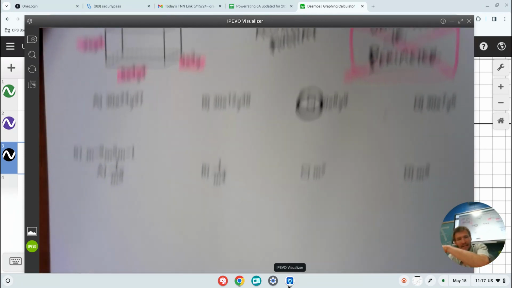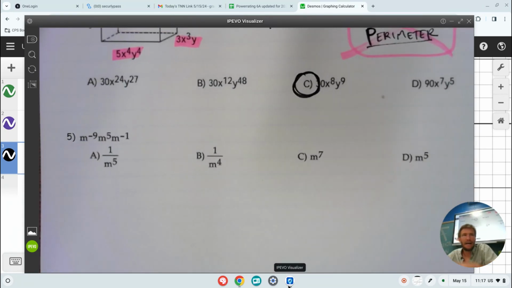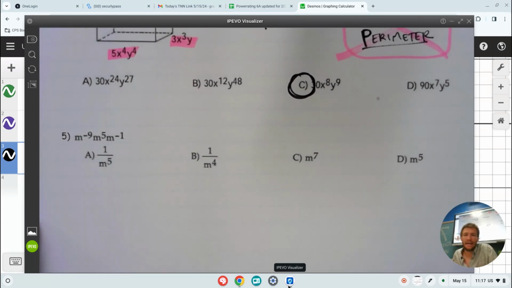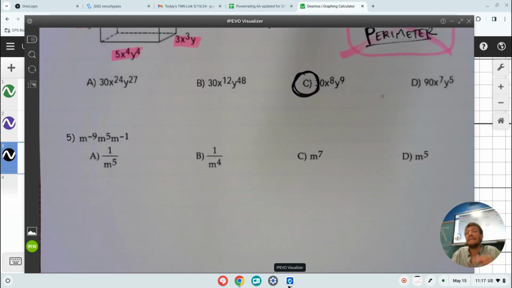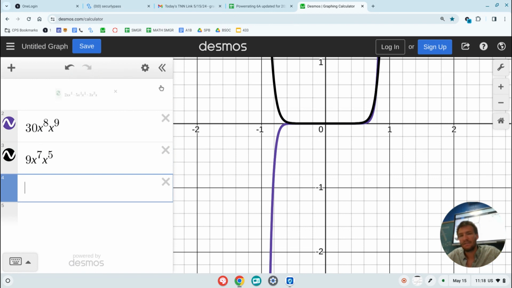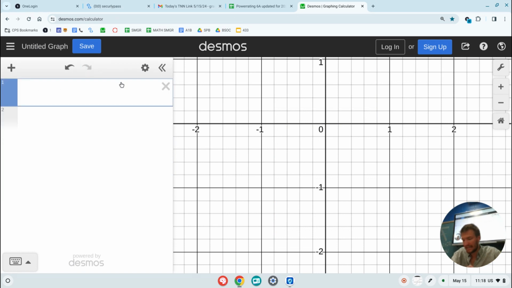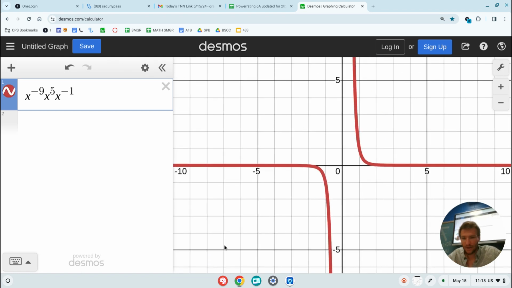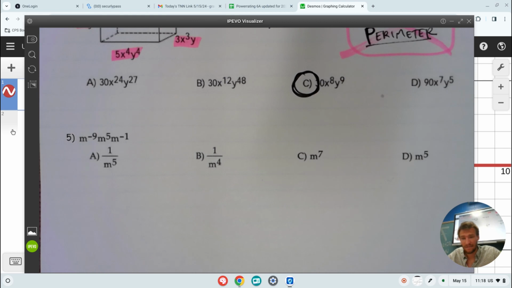Number 5 is the last question on the front, and it's only kind of asking you one more different thing. It's asking you about negative exponents. You've got that m negative 9 and that m negative 1 at the end. What are you going to do? Type it in. Make sure it's all x's. X power negative 9, x power 5, x power negative 1. I can hit the home button. I heard the answer was A, which is nice.